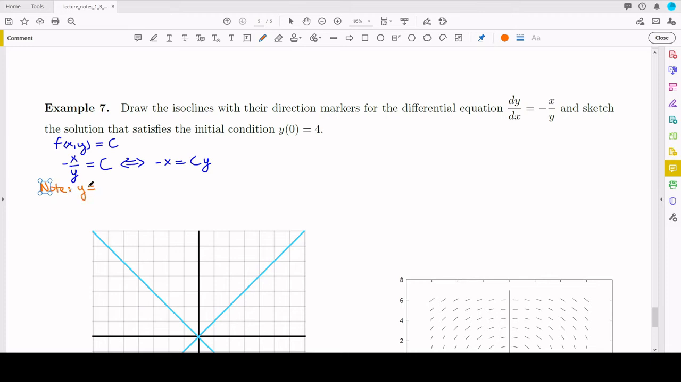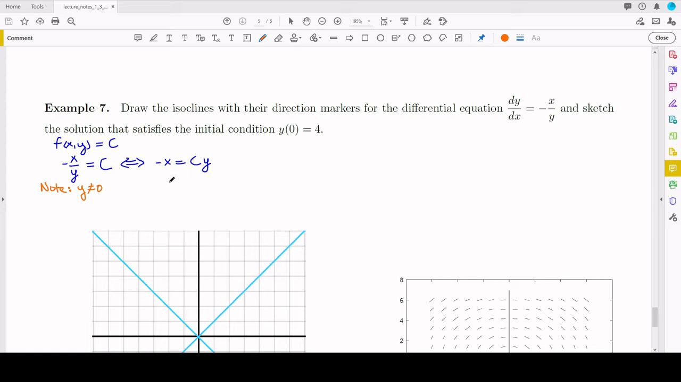Because otherwise we would have division by 0. So when we look at the solution, any solution would avoid the line y equals 0, or the x-axis. Okay, now another thing to keep in mind is what happens when c equals 0.